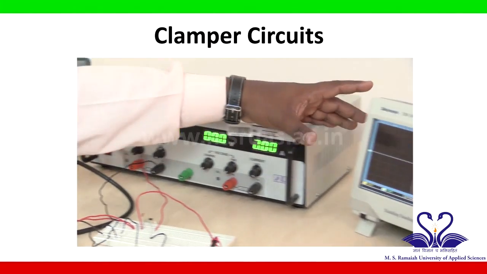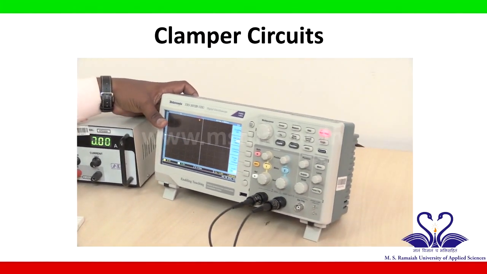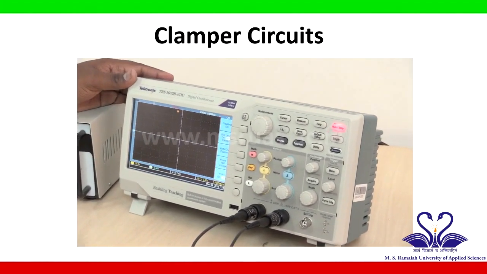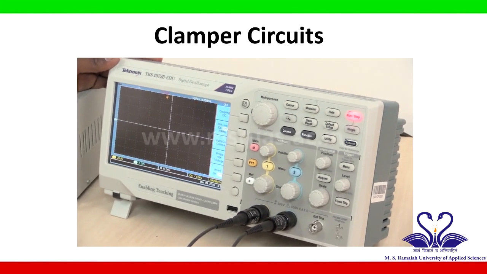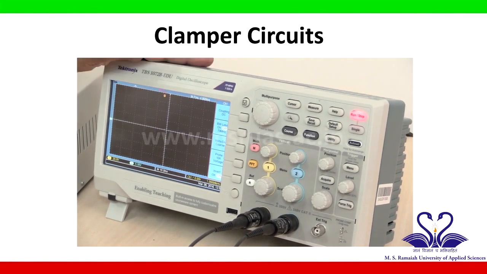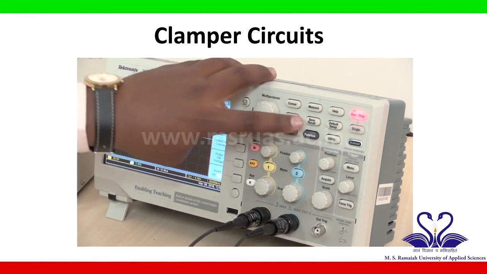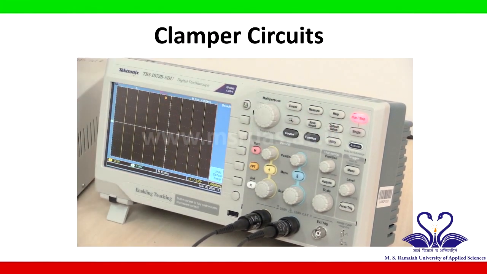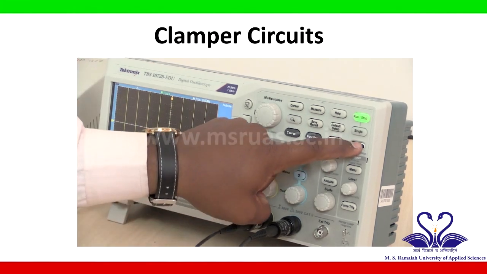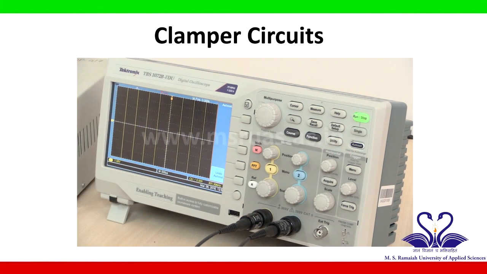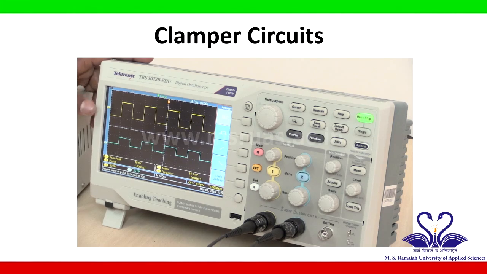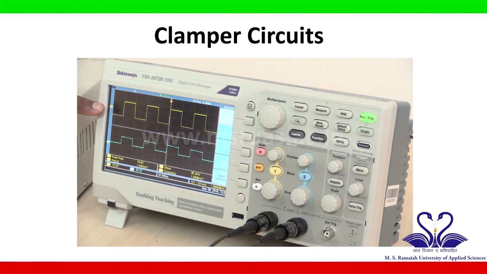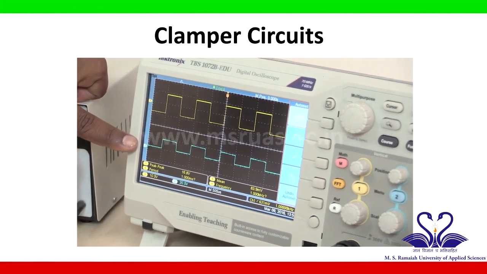Now we will come to the digital oscilloscope. There we can observe the input waveform as well as the output waveform. Whenever we turn on the digital oscilloscope, first go to default setup, wait for some time, then go to auto set. Now we can observe two waveforms in the oscilloscope display. One is with a yellow color, one more with a light blue color.